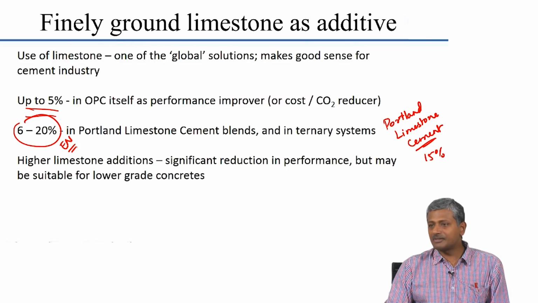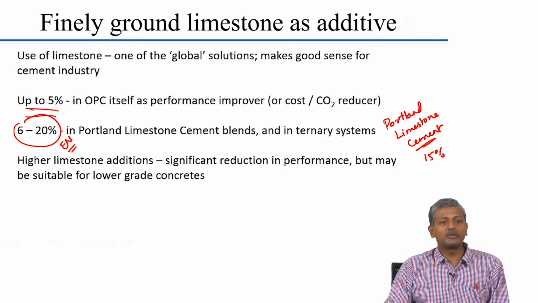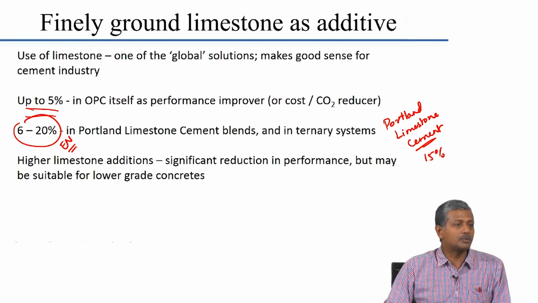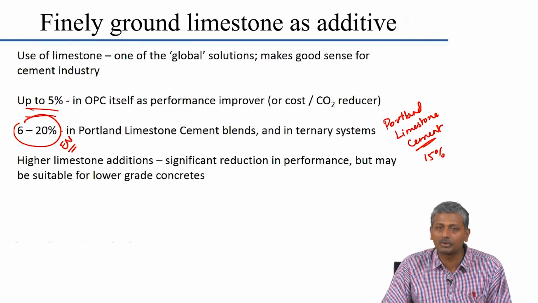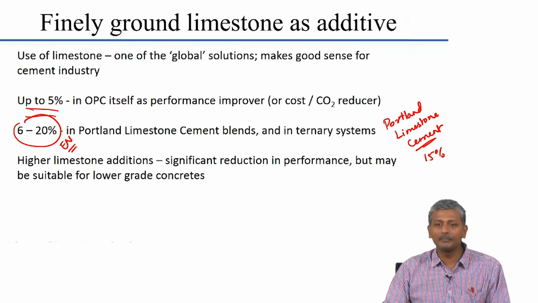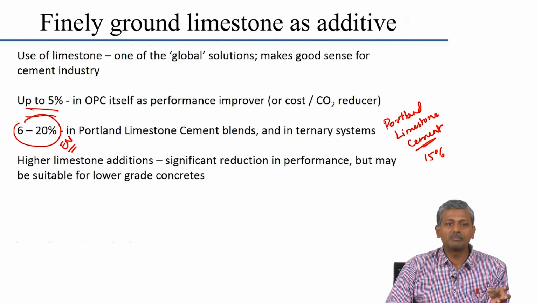So, up to 5% anyway is permitted in ordinary Portland cement itself. When you call it a Portland limestone cement or a composite cement as per EN standards, you are permitted 6 to 20% replacement. So, 6 to 20% means you can have a significant reduction in the amount of CO2 emitted from your cements, and lower the overall CO2 potential from the concrete as a result. Mainly if you consider cement to be the main contributor of CO2 emissions, you can reduce the overall signature of carbon dioxide emission, right.